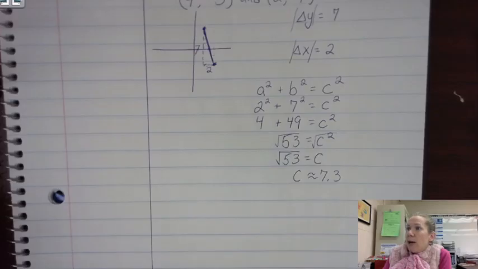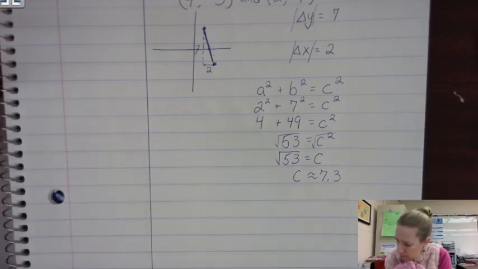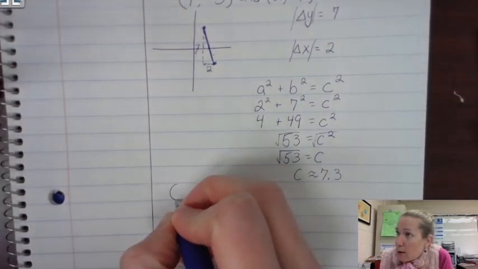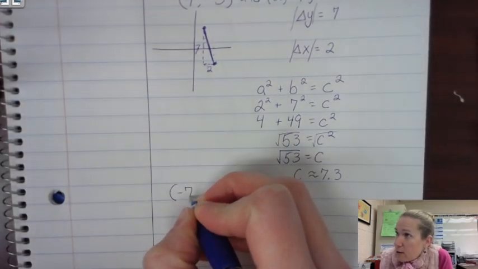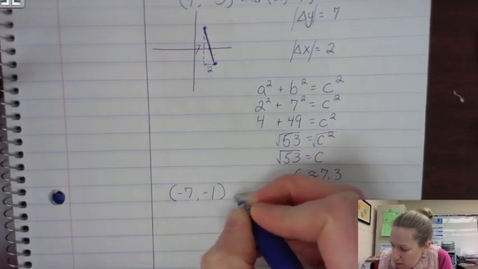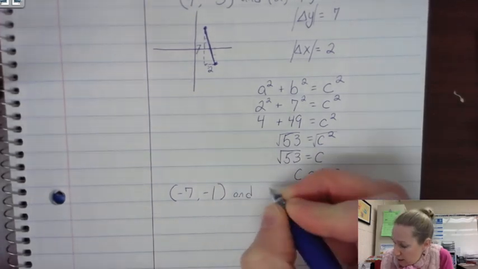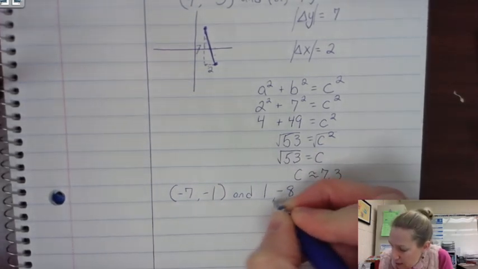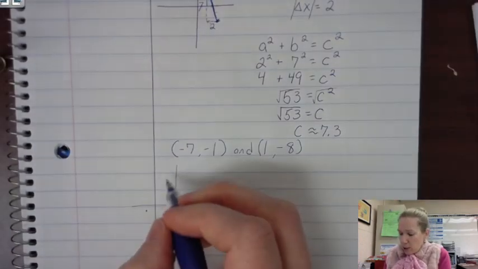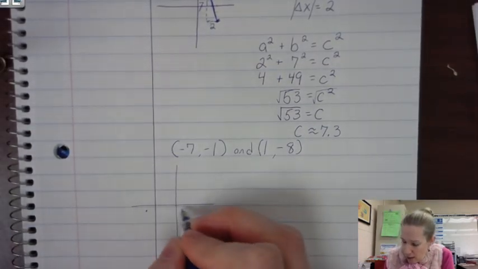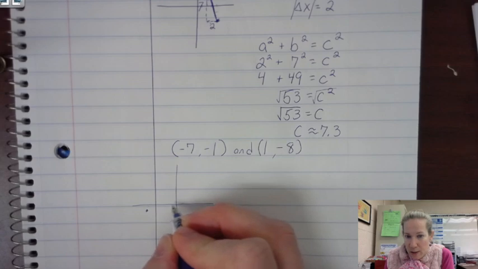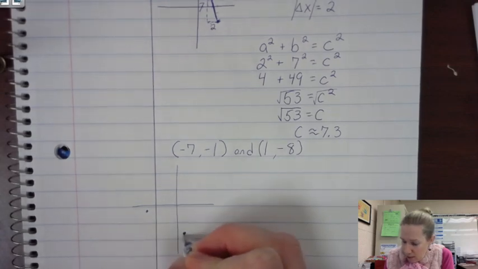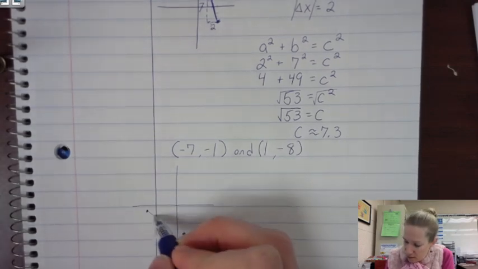Okay, so let's go ahead and look at another problem. Let's have at least 2 examples. Let's look at a problem with 2 points of -7, -1, and 1, -8. You could sketch it out, and -7, -1, and 1, -8 will be something like this.